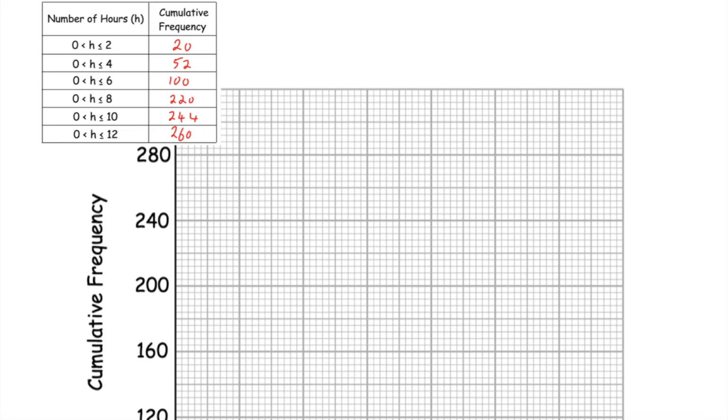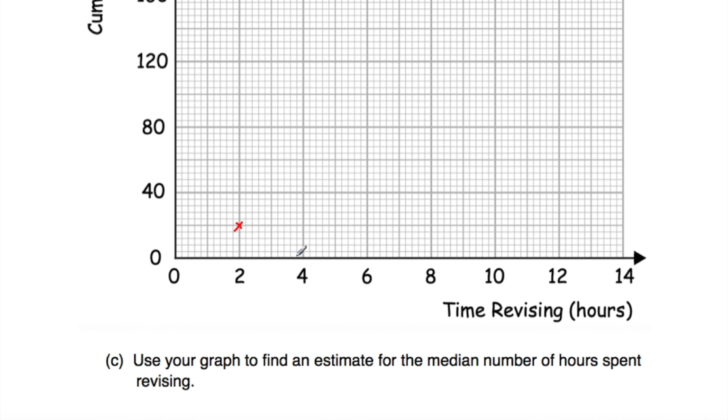Okay, next we've got 4 across, 52 up. So 4 across is here. 52 up, well, there's 40. Each one of the little boxes is worth 4. So let's count up: 44, 48, 52. So that's there, the third little box up there.